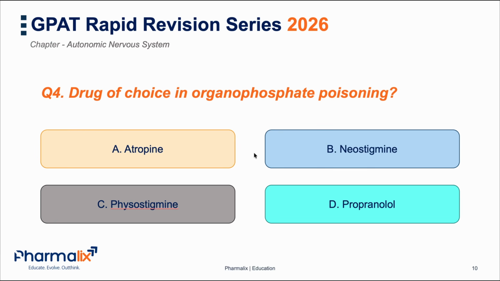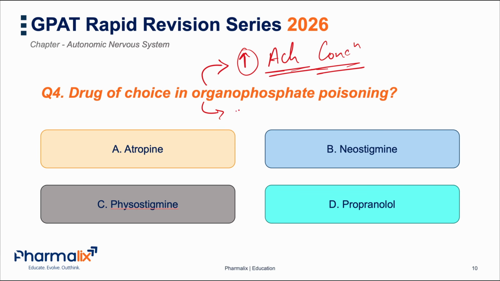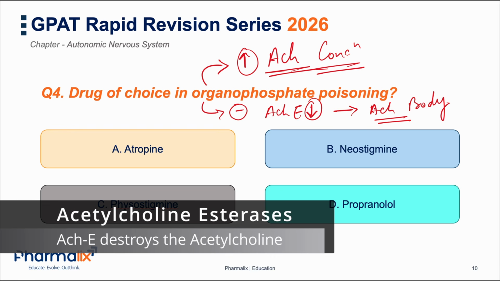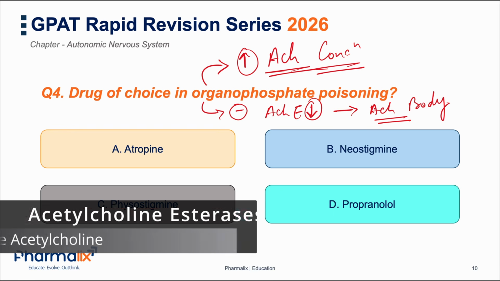Fourth question is drug of choice for organophosphate poisoning. Okay, this is a good question which we can understand. Let's understand what organophosphate does. Organophosphate increases the acetylcholine concentration in our body. It inhibits the acetylcholinesterase. If acetylcholinesterase is inhibited, it will increase the acetylcholine in our body. So any drug which counters the acetylcholine effect in our body will be the answer.